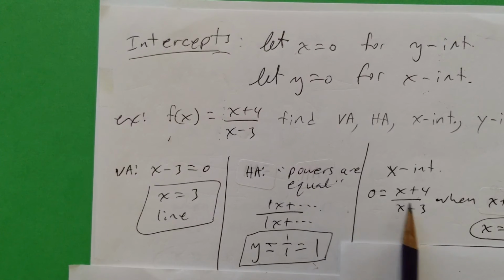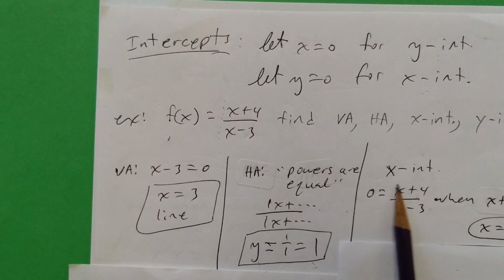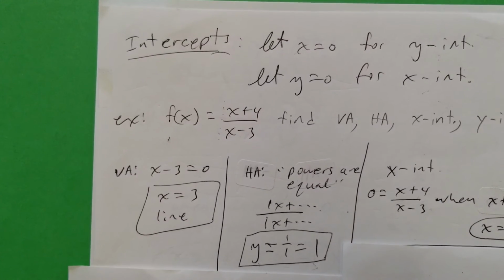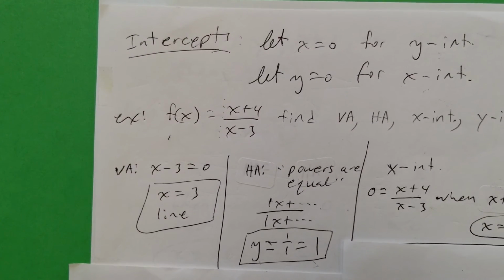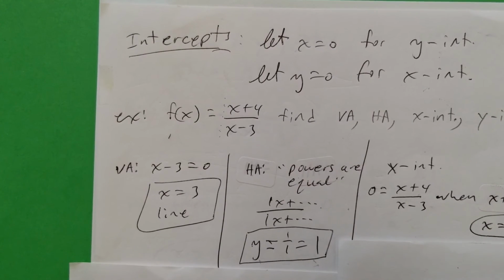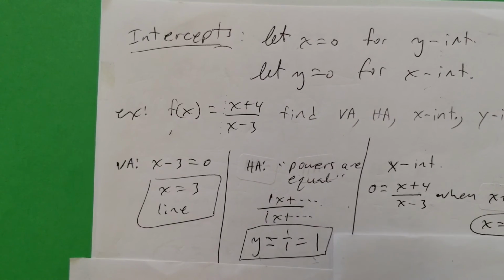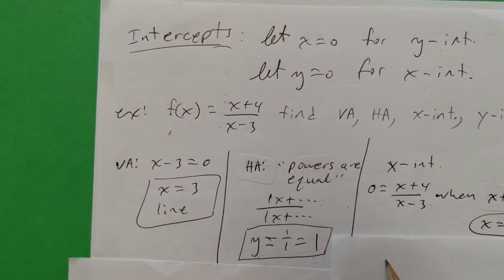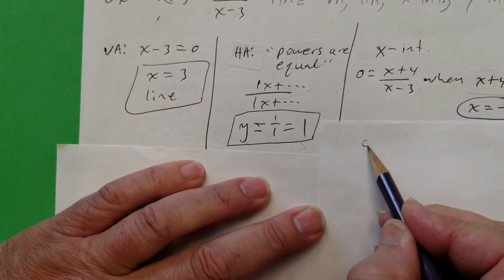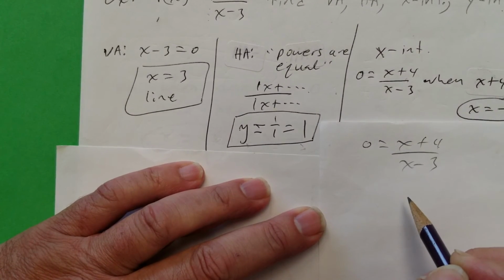If you want, you can cross multiply, right? This is equal to 0. This is equal to 0. You can look at it like an equation, right? Multiply both sides by x minus 3. Shall we do that really quick? You can look at it like an equation: 0 equals x plus 4 over x minus 3, right?